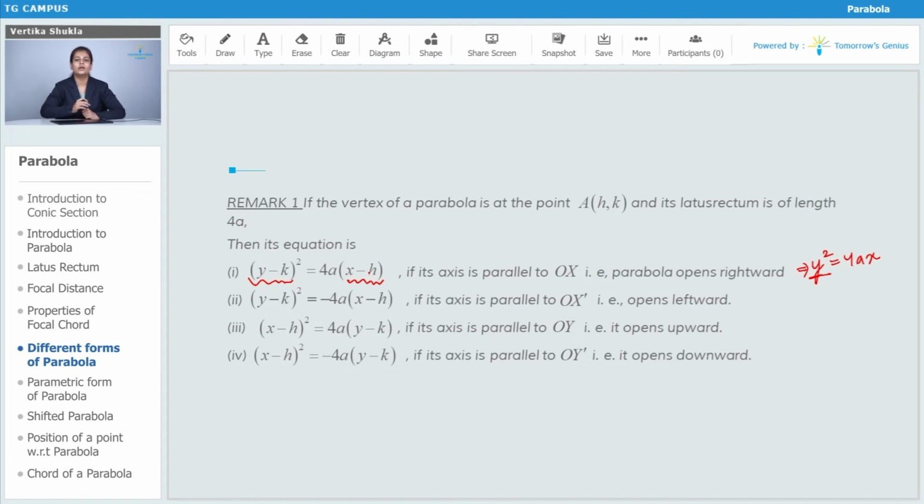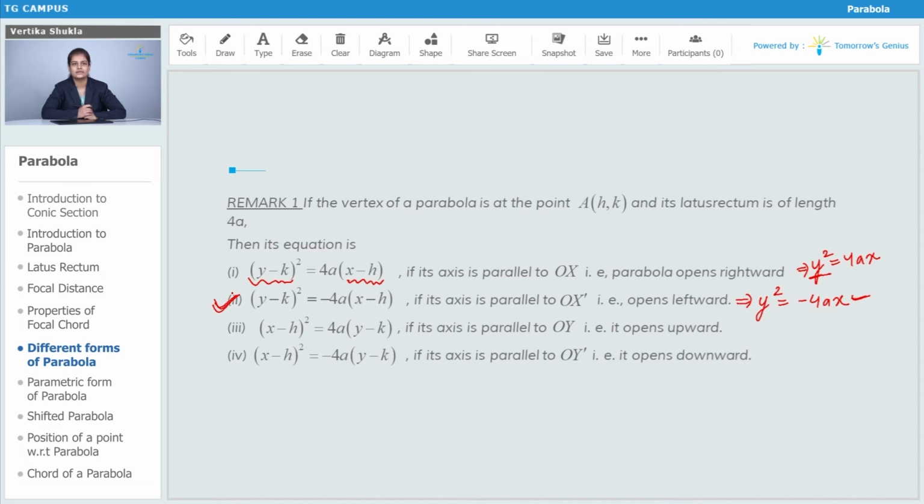So, when the axis is parallel to OX, which is the positive direction of the x-axis, the equation of the parabola with vertex at h, k will become y minus k whole square is equal to 4a into x minus h. Similarly, if the axis becomes parallel to the negative direction of the x-axis, which is OX dash, in that case, this parabola will be similar to y square is equal to minus 4ax. But this parabola has its vertex at 0, 0. So, to change the vertex to h, k, what will we do? We will replace y by y minus k and x by x minus h. And hence, this is the equation of the parabola with vertex at h, k and axis parallel to the negative direction of the x-axis.